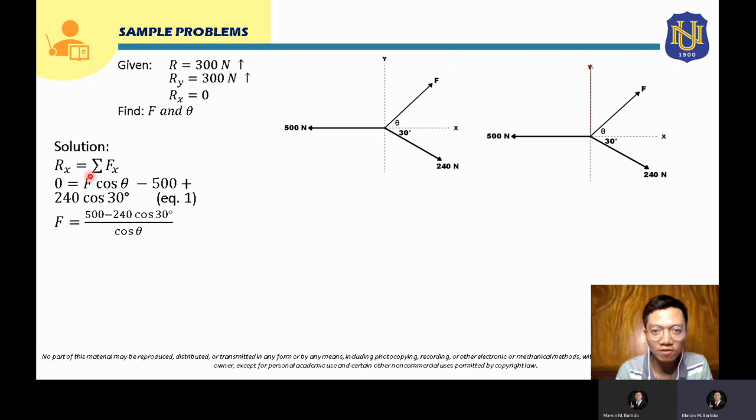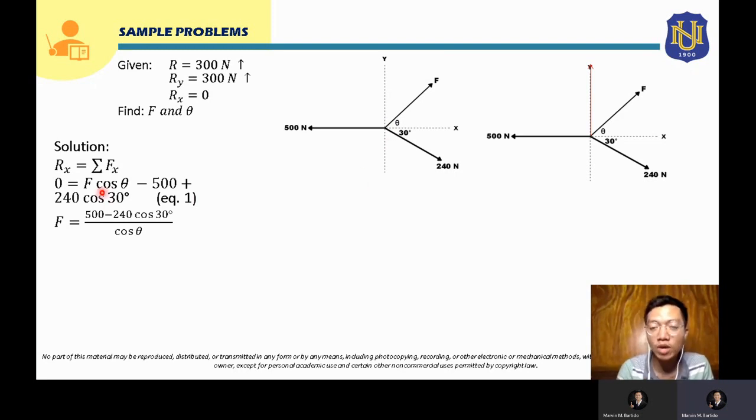Then for the next force, we have 500 Newton. And this 500 Newton force is already a horizontal force. Therefore, this is just 500. And since this is directed to the left, it will be negative 500 here. Now, for the last force, this is 240 Newton, and the horizontal component for this is 240 cosine 30 degrees. Since it is directed to the right, it will be positive here. So this will be the first equation. Since we have two unknowns, F and theta, we have to generate two equations.